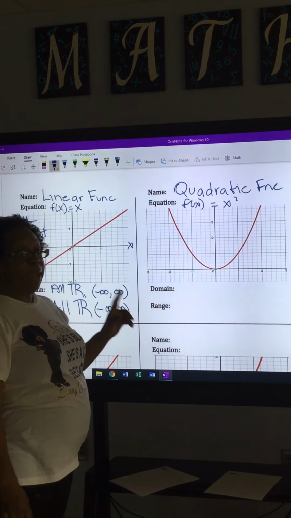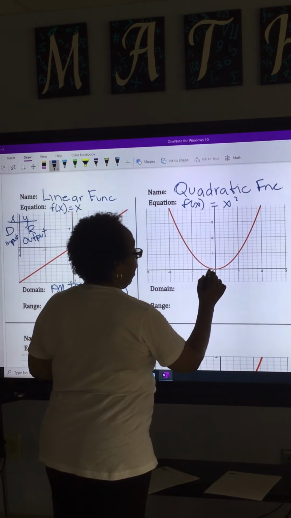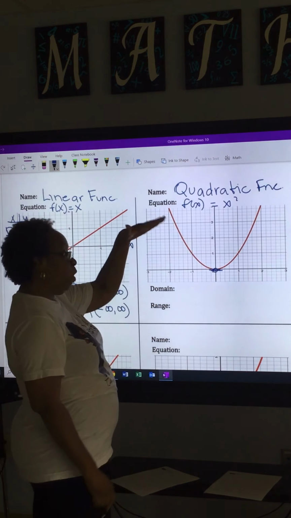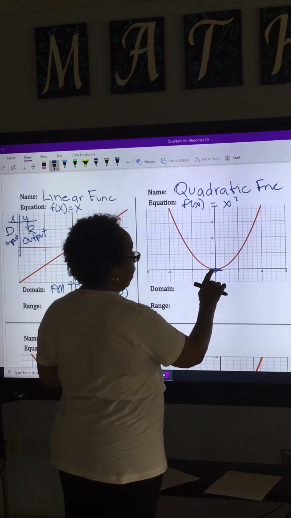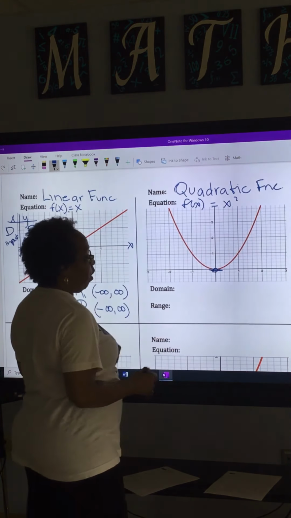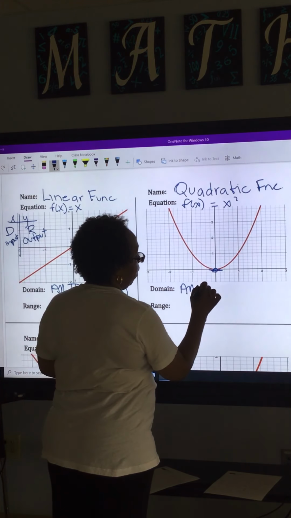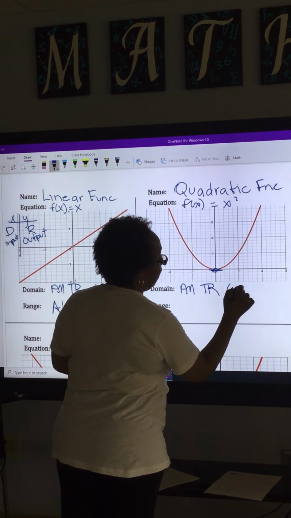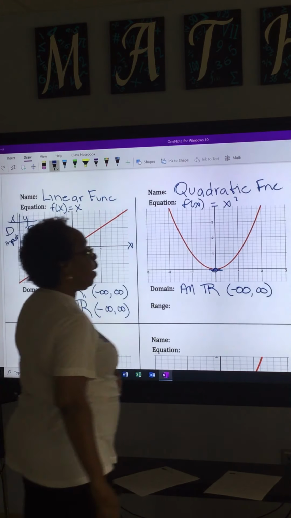So, let's look at the domain and range of this function. As you can see, x is right here, and it's at 0, 0. That's as low as the function goes, okay? That's the lowest y goes on the function. The x's continue to go out both directions forever. So, x, the domain, is going to be all real numbers. And again, the notation for that is negative infinity to positive infinity, okay?